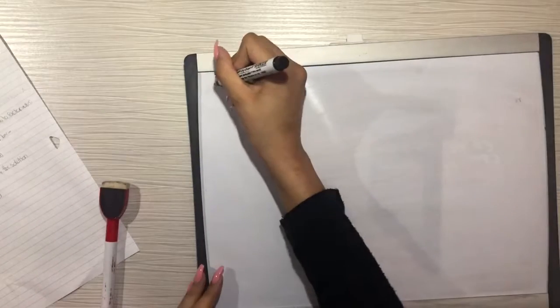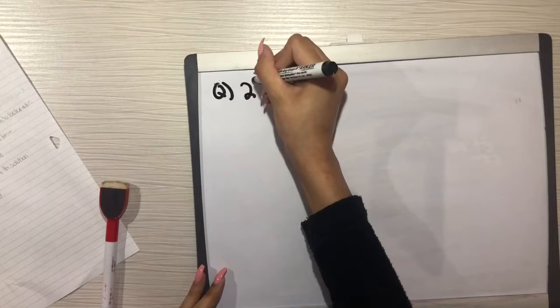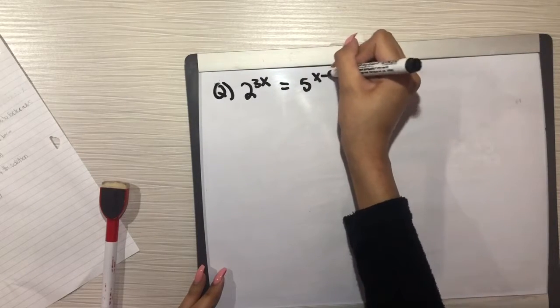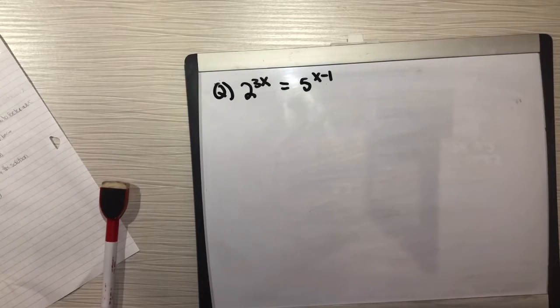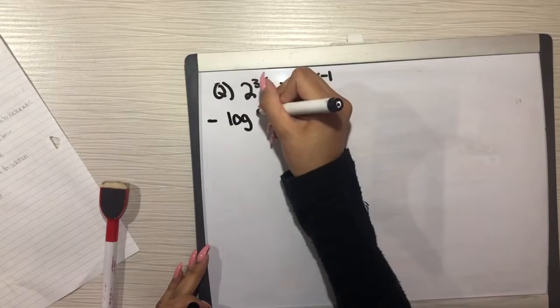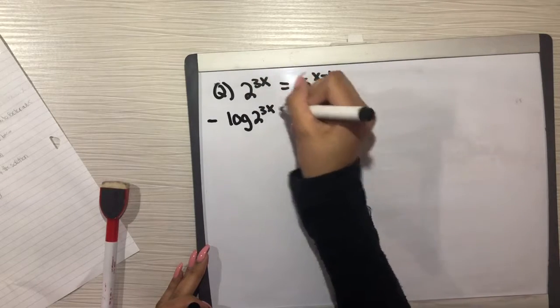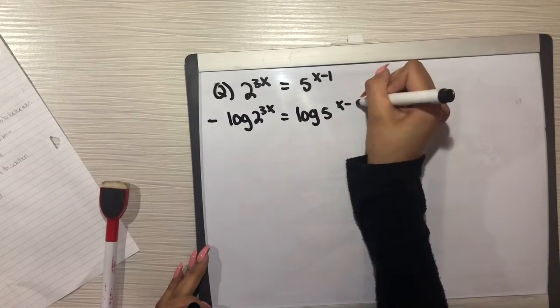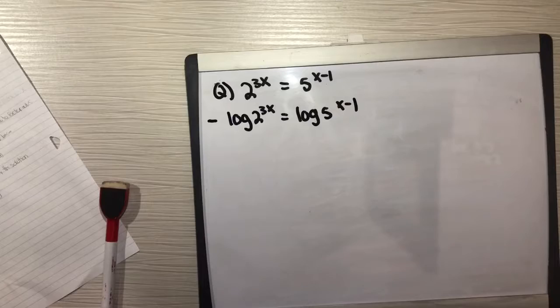Now for our second equation, we're going to be solving by logarithms. We have 2 to the power of 3x equals 5 to the power of x minus 1. And if you remember that property, if a equals b, then log a equals log b. So for our first step, we'll be setting them into logs. So log 2 to the power of 3x equals log 5 to the power of x minus 1, which is the power property rule.